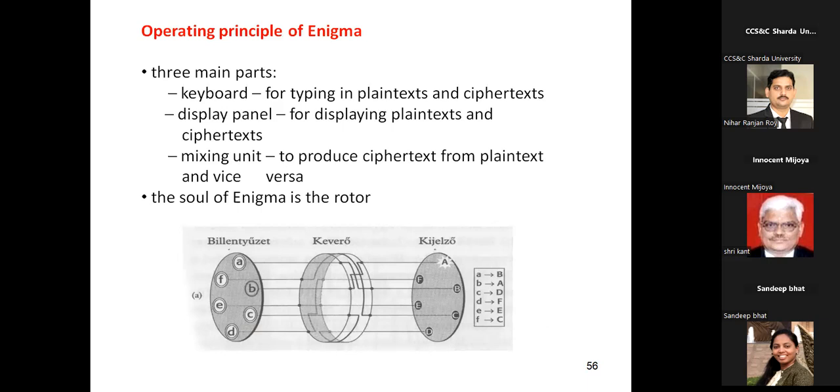The soul of the Enigma are the rotors, as I explained to you. These are the rotors, and on the edge of these rotors, the alphabets are written, A, B, C, D, up to Z, all written. A is going to B, B is going to A, whatever it is. In what way they are connected is determined by the wiring inside.